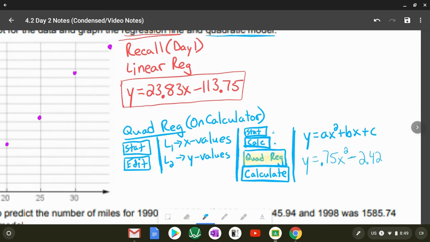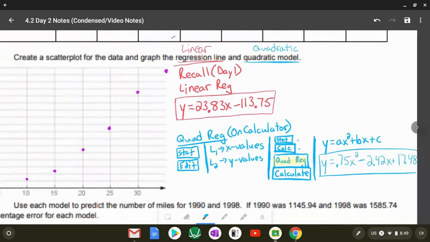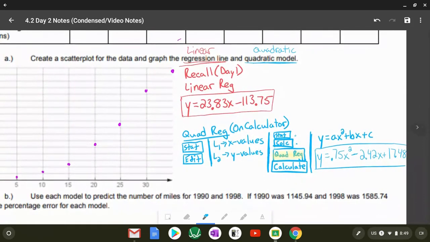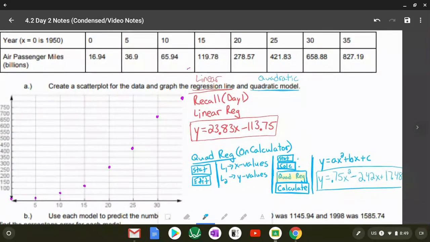So it's 0.75x squared minus 2.42. That's our b value that came up on the calculator. And then plus 17.48. So this is our quadratic regression, our quadratic model of best fit for this data. Okay? So that's the linear regression representing that table and the quadratic regression.